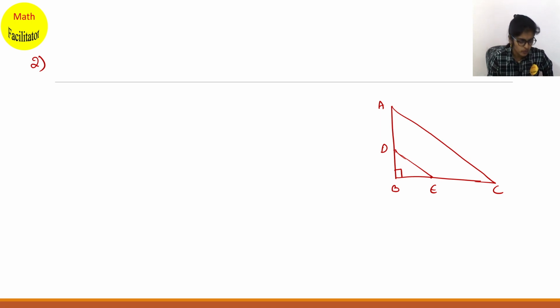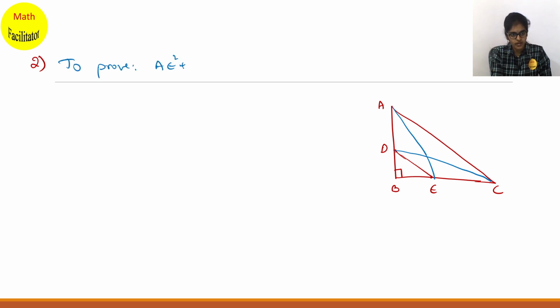So now you have to prove AE square. AE square means I have to join AE also. So let's join AE square plus CD square. That means I have to join CD also. What you have to prove is, AE square plus CD square is equal to AC square plus DE square. This is what you have to prove.